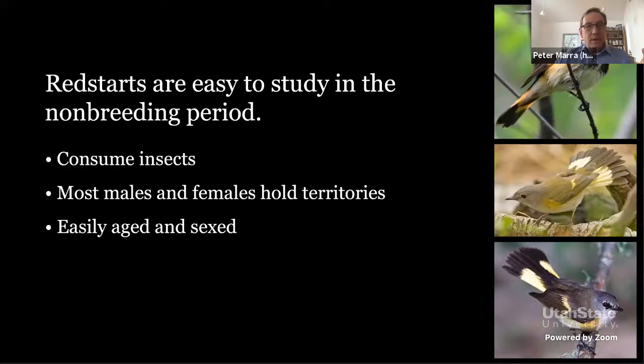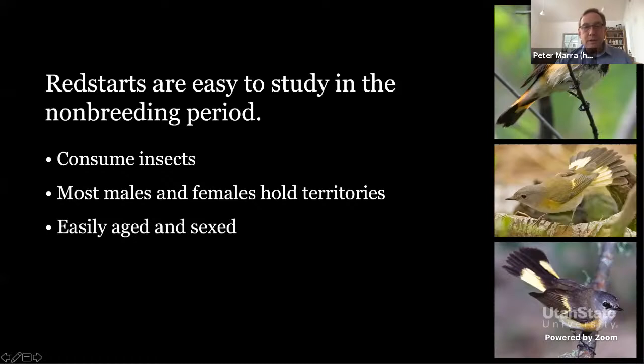Redstarts are pretty easy to study in the non-breeding period. They're a pretty common species. They are totally insectivorous. Males and females both hold territories for the most part. There are some birds that move around at larger spatial scales. In the upper part, on the right-hand side of your screen, this is an adult male redstart with that black and orange plumage.